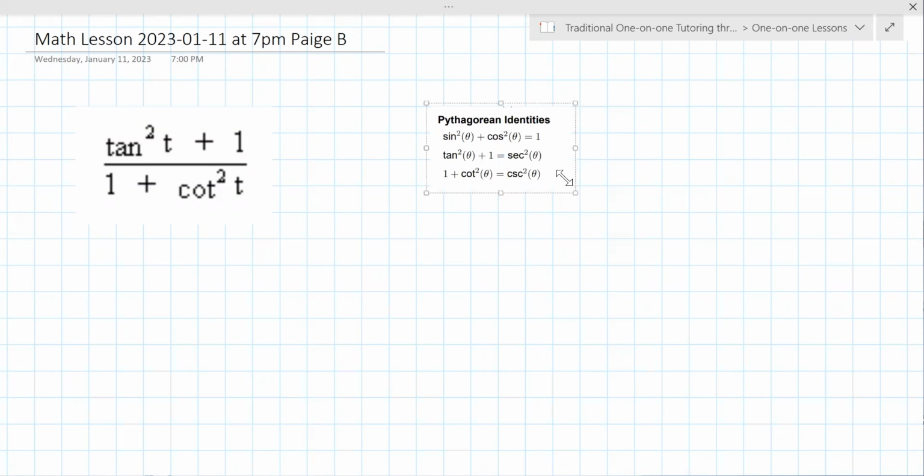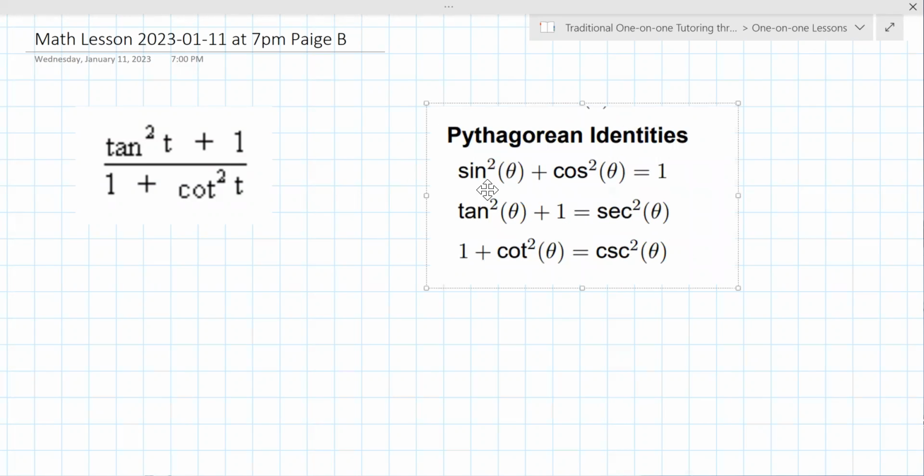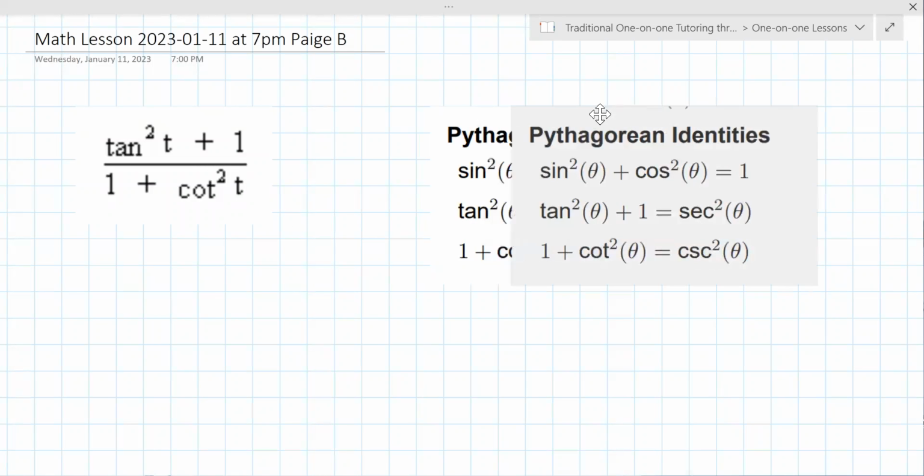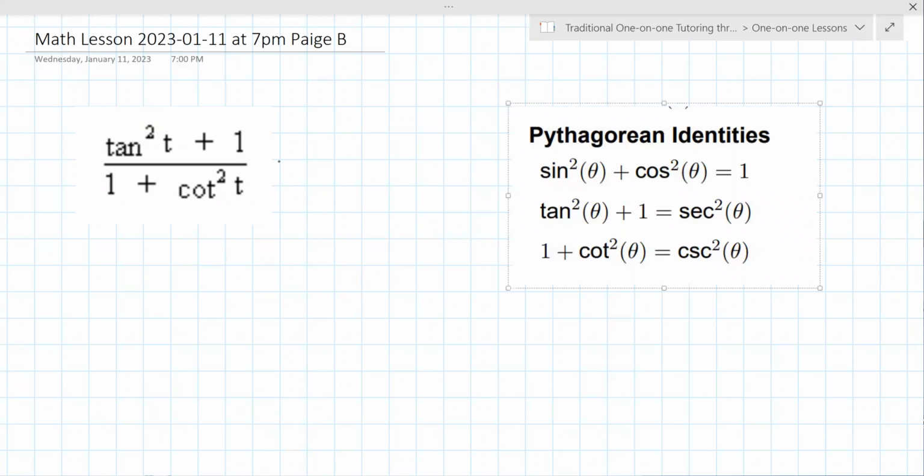So there are 3 Pythagorean identities. You may have seen the first one, sine squared plus cosine squared, in the past, but the other 2 are less commonly used, tangent squared plus 1 and 1 plus cotangent squared. You can see that they're used to reduce a problem like this on the left here. So the numerator becomes secant squared. Okay, and the variable doesn't matter. Like here it's theta, in your problem it's t, so you're going to use t. Now on the bottom, you have 1 plus cotangent squared, which becomes cosecant squared t.